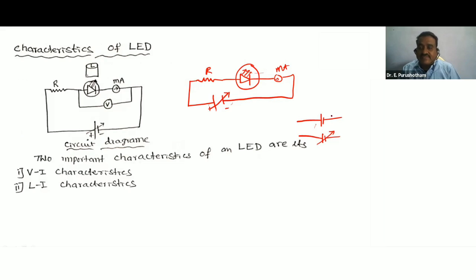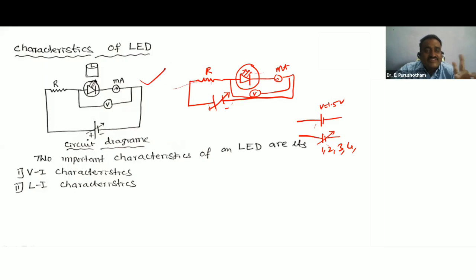What is the main difference? For example, a fixed voltage battery of 1.5 always supplies only 1.5 volts. A variable battery can be changed from 1 volt to 2 volts to 3 volts to 4 volts, so we can supply different voltage values. Here is the parallel connection of the voltmeter. You can observe that clearly. That is the circuit diagram.